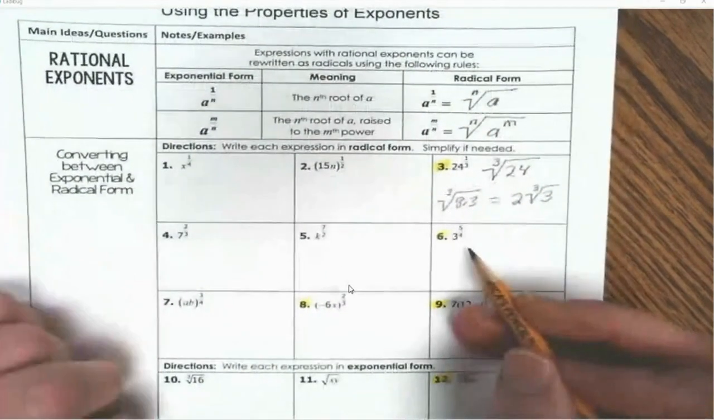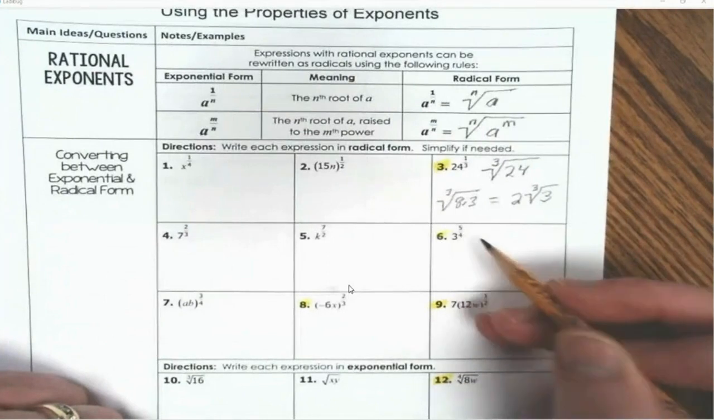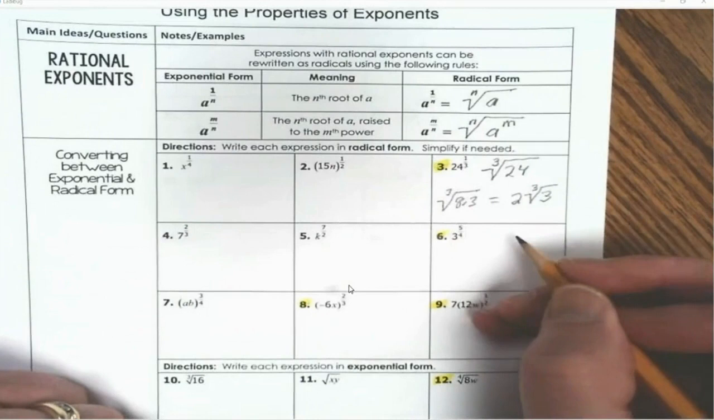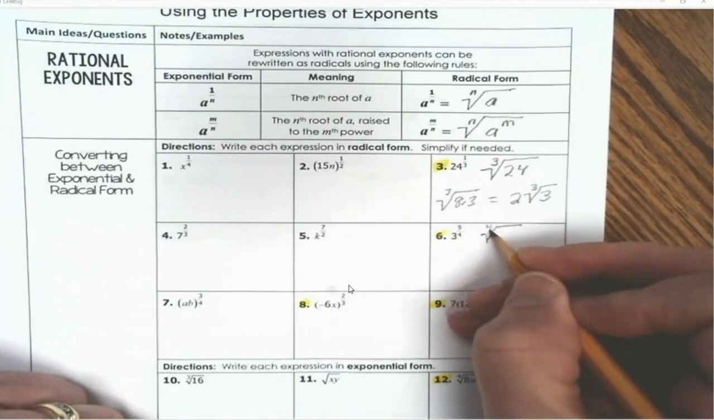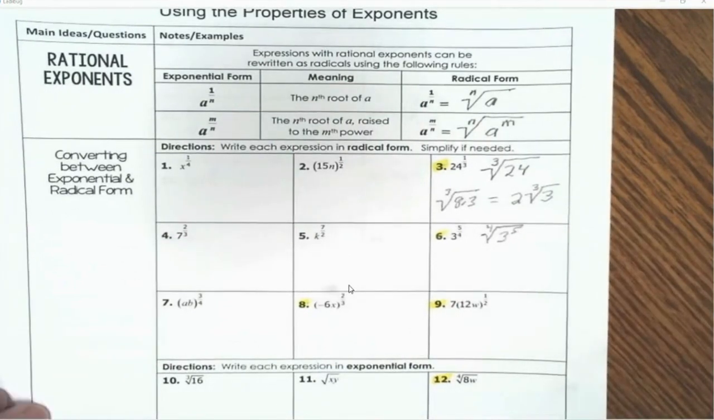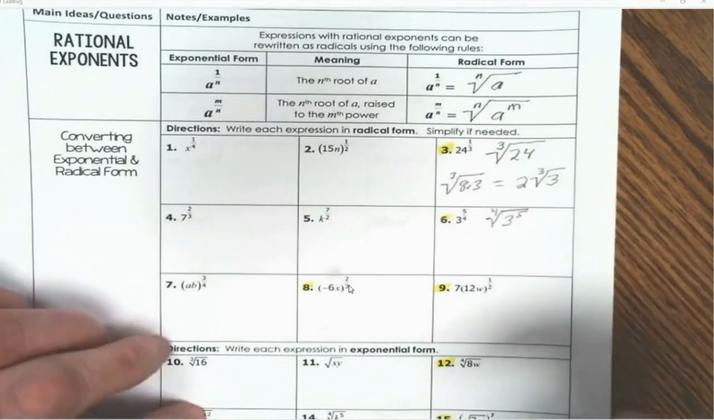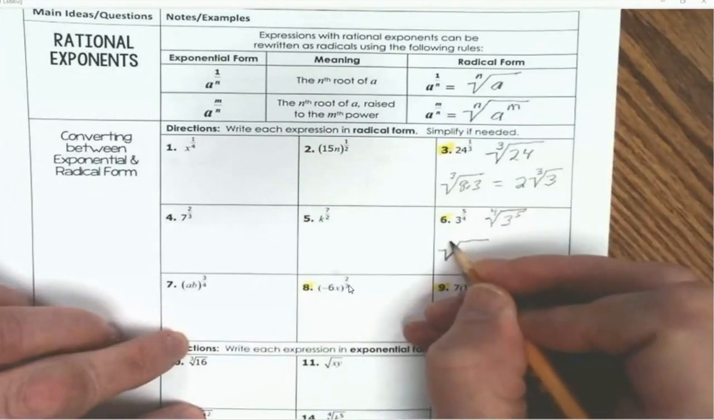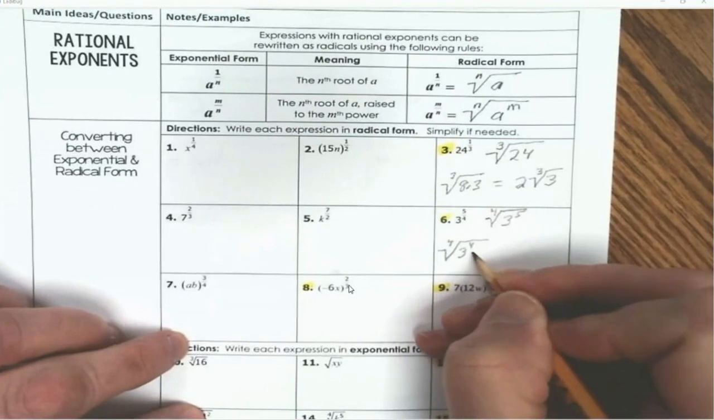Let's look at this one below it here. This says 3 to the 5/4 power. That means this is the 4th root of 3 to the 5th power. Well, 3 to the 5th power is the same thing as the 4th root of 3 to the 4th power times 3.